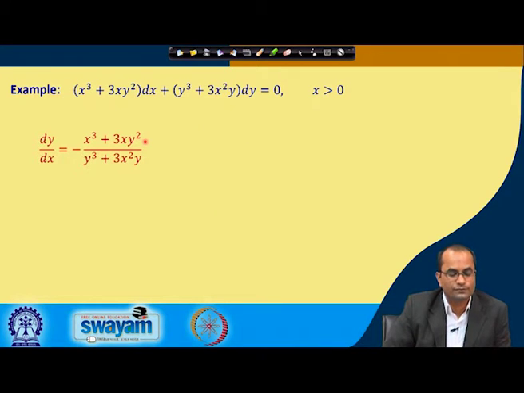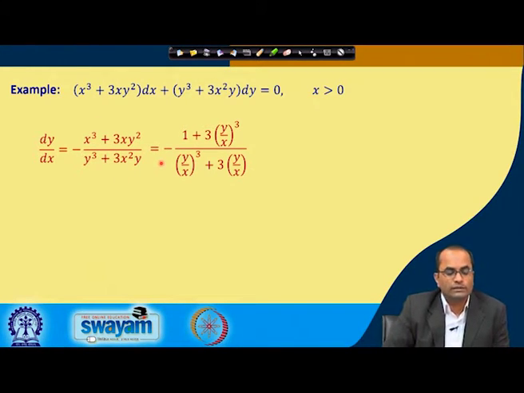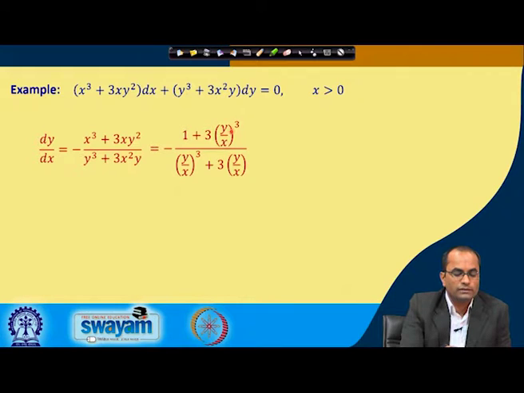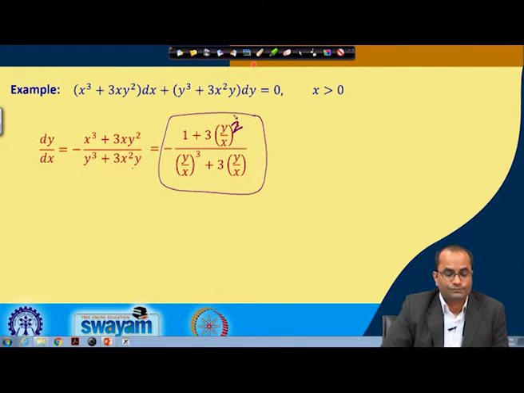Once we have this situation, we can easily rewrite it in this form, because we can divide by x cube in the numerator and also x cube in the denominator. By doing this, we have 1 plus 3 times y over x, squared. This will indeed be a square term, not a cube term. Then in the denominator we have y over x cubed, and 3 y over x when we divide by x cube.